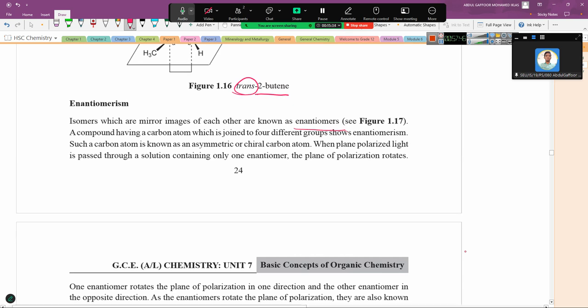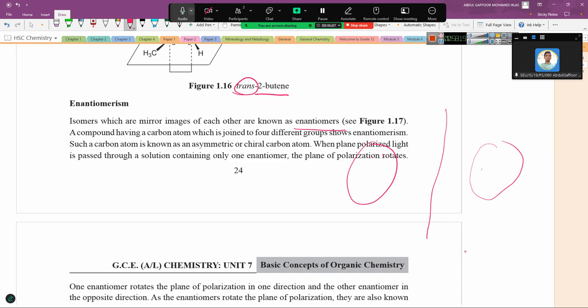So let's say we have one particular molecule, and the mirror image of that one is there, but they are not superimposable. If they are superimposable, they are not enantiomers because they are similar structures. If they are not superimposable, they are different, and we can give different names. That's why we call them stereoisomers, and under that we have enantiomers, right? Have you understood that now?